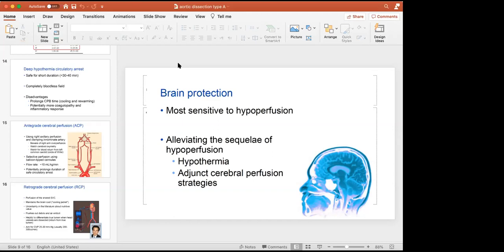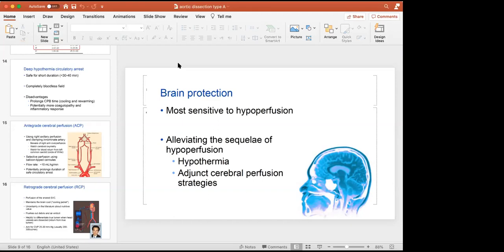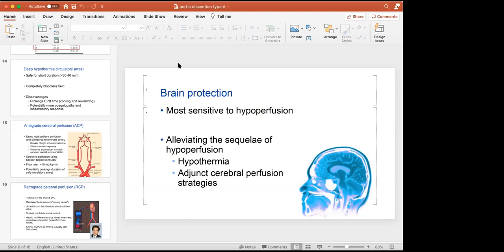Roughly it will be around 400 ml per minute. I'm not sure, it's 5 ml per kg per minute, compared to antegrade 10 to 15. Okay, so half of it.